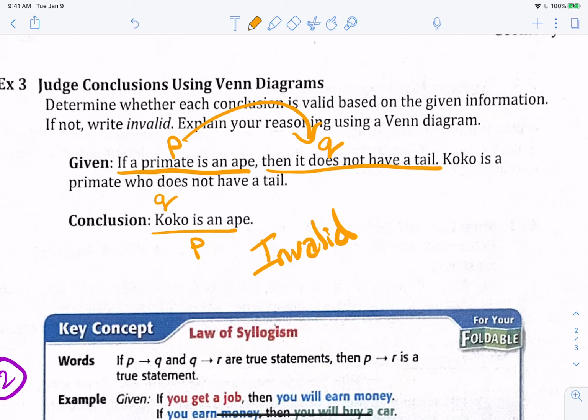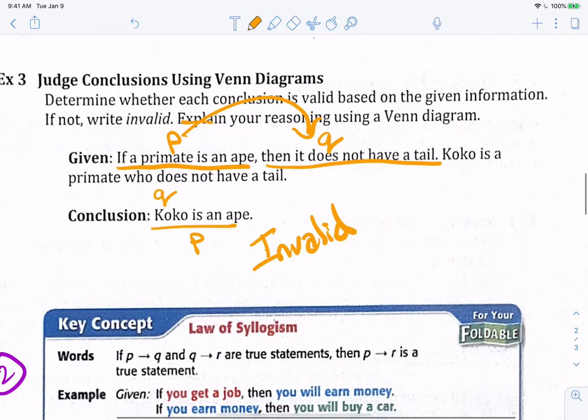Okay? If Coco is a primate who does not have a tail, does he have to be an ape? No. What could he be instead? A dog. He's a primate that doesn't have a tail. A monkey? A monkey has a tail. A gorilla. A baboon, right? Is that a primate? I have no idea. Does a baboon have a tail? No. I think a chimpanzee, does that have a tail? A baboon doesn't have a tail? Okay. Their butts are real pink and they look sore. So that one is invalid.